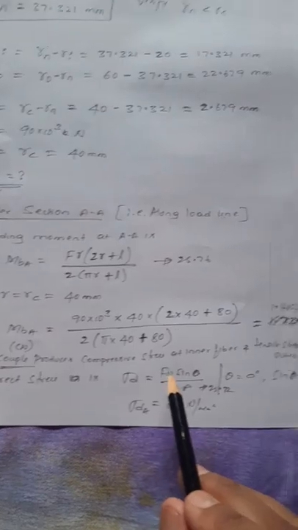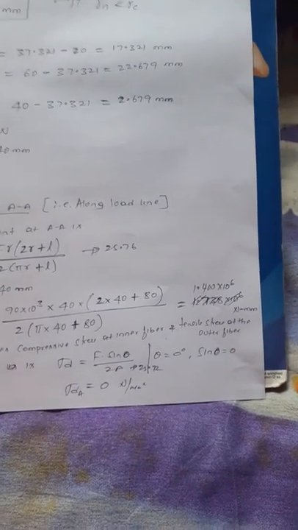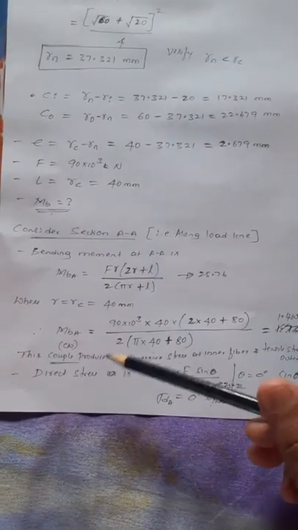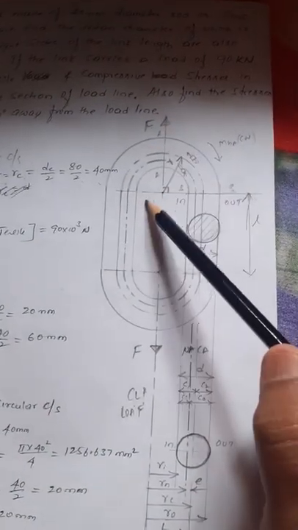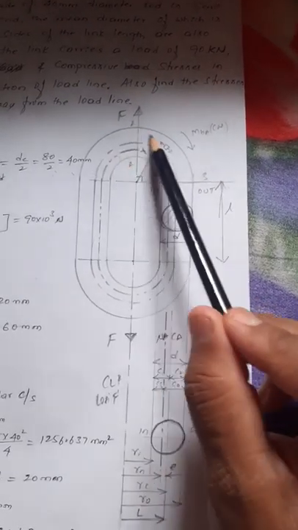If the couple produces compressive stresses at the inner fiber and tensile stress at the outer fiber. Now, once we calculate the bending moment, our aim is to determine the stresses due to this eccentric load. That produces one, direct stress at the cross section, and another one, bending moment.